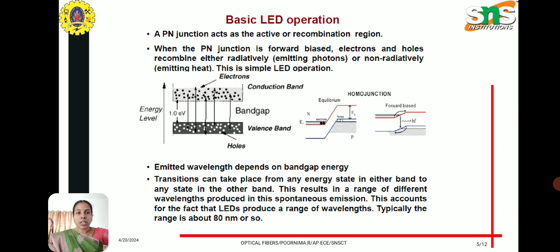In this diagram we can see the valence band and conduction band, and in this picture we also have a homojunction where p-type and n-type are the same materials. The emitted wavelength depends on the band gap energy. The transition takes place from any energy state in either band to any state in the other band. This results in a range of different wavelengths produced in spontaneous emission. This accounts for the fact that LEDs produce a range of wavelengths, typically around 80 nanometers or so.